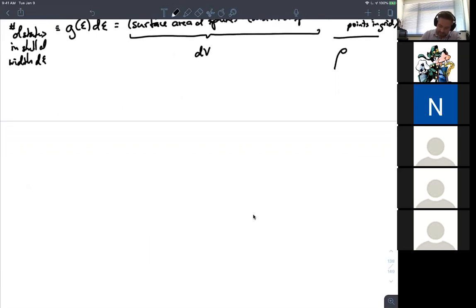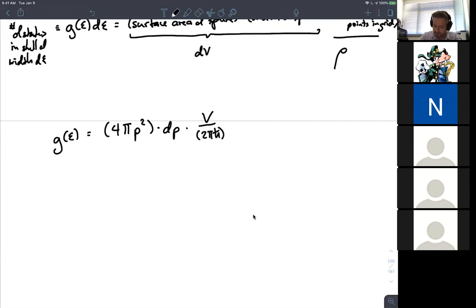Now I'm going to write G of E in the following way. The surface area of my sphere is 4 pi P squared. Again, P is related to K just by a factor of h bar, so whether I'm in K space or P space, it's more or less the same thing. Times the thickness in my P space, dP, times the density of points in my grid, which we just showed above is V over 2 pi h bar cubed.